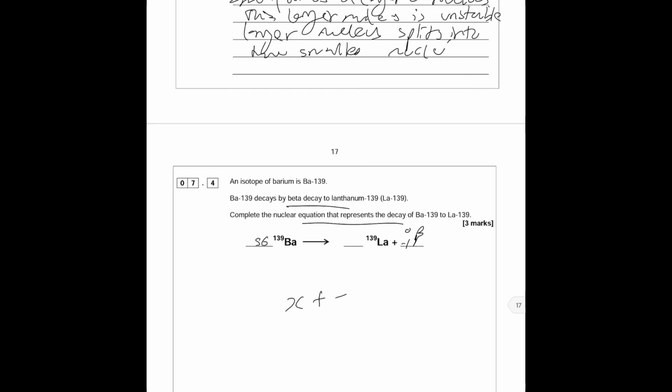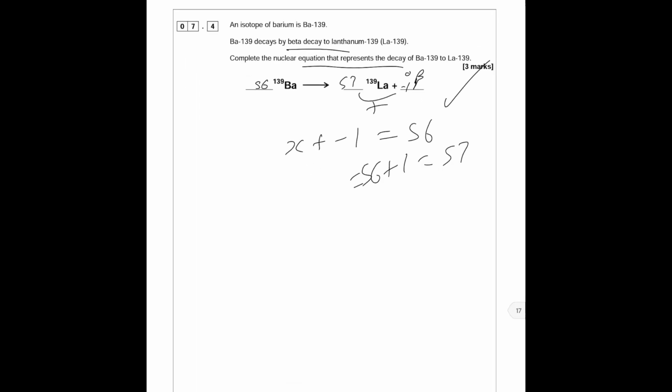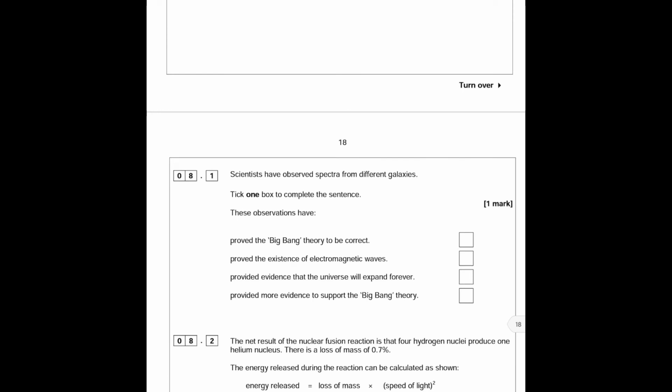So what can be added to make 56? You have to add 56 plus 1, that should give us 57. So 57 plus minus 1 is 56. So it's correct. So there you go, 3 marks scored by just writing 57, 56, minus 1 b.